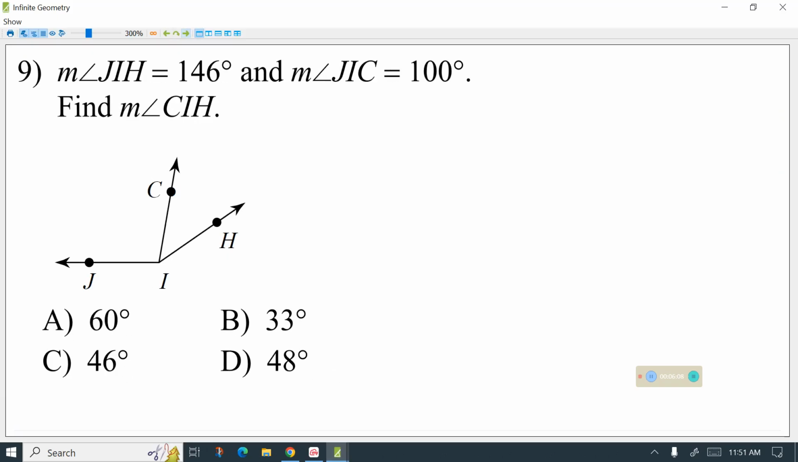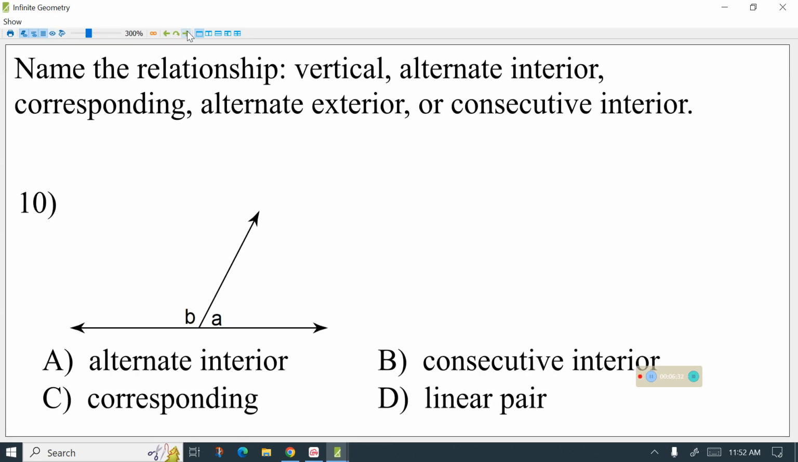What you'll have to do here is just make sure you read, label, think, and then figure out if you have to subtract or add. Okay, in this case, we should see that JIH is the whole angle. That's 146. And JIC is this one little piece that's 100. So that means this piece must be the 46 that's left over so that they can add up to a total of 146, all right? So read, label, think on those problems, and you'll be all right.